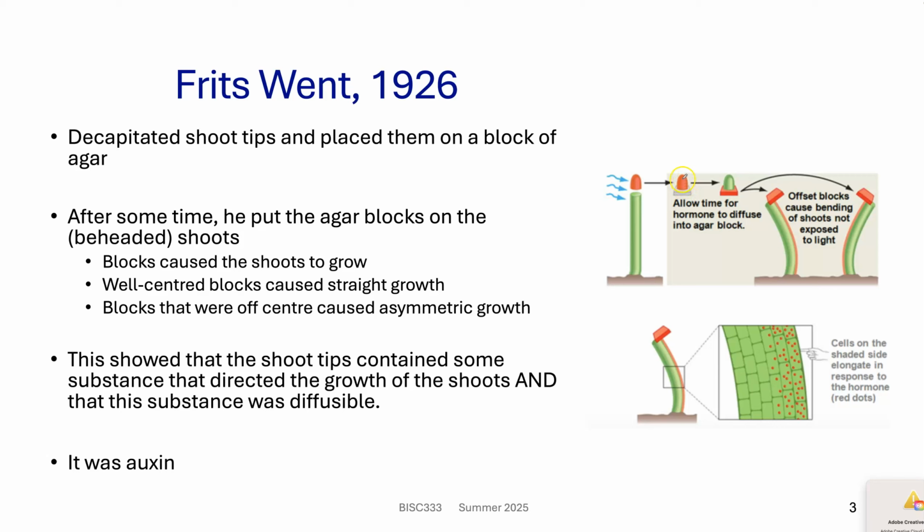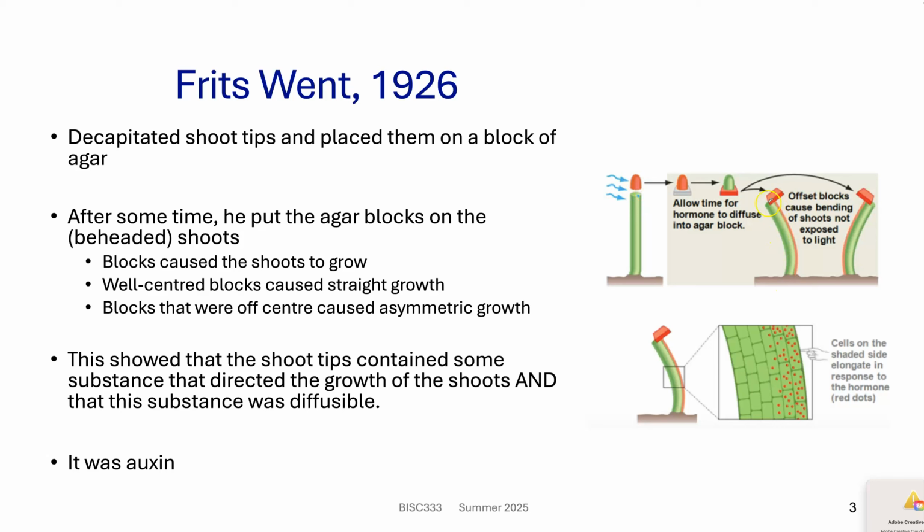But what he found was that if you took the tip and put it on some agar, a gel-like material, and allowed some time, something from the tip diffused into this agar block, and you could take the block itself and set it on the shoot and cause that shoot to start growing again. So there's something in that shoot that allows for the growth to continue, right? And if they're well centered, the shoot continues to just grow straight up towards the light.